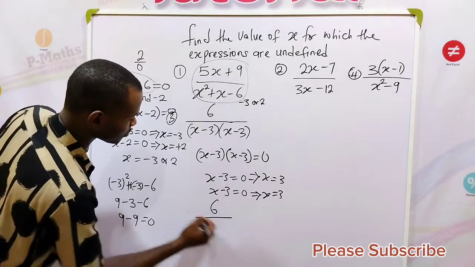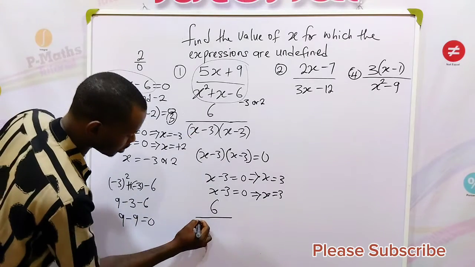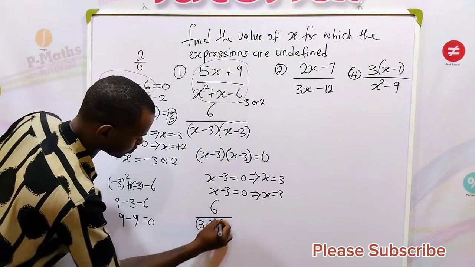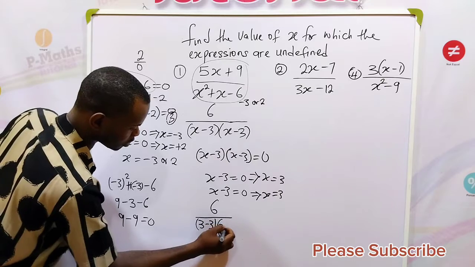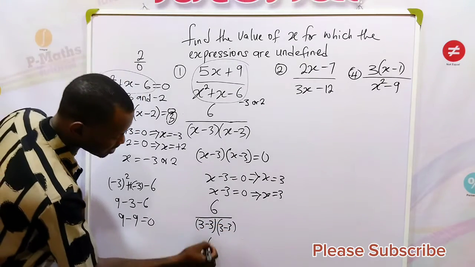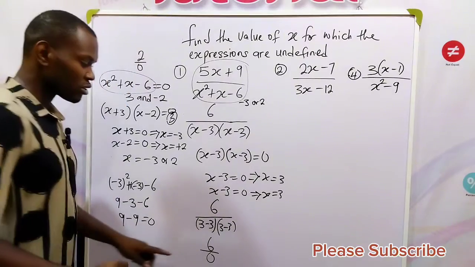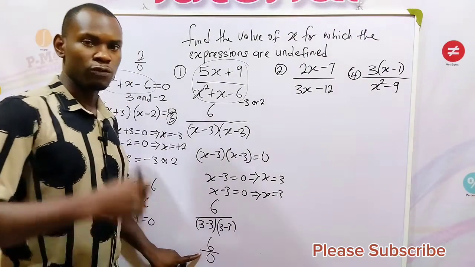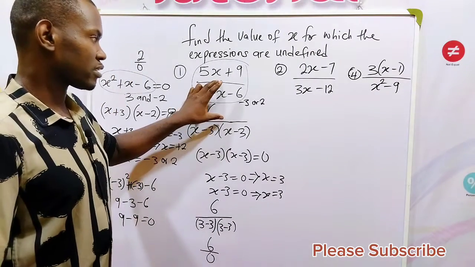We have 6 over, put 3 here, 3 minus 3. 3 minus 3 is 0. So we have 6 over 0. So anytime you have a fraction over 0, it is undefined.